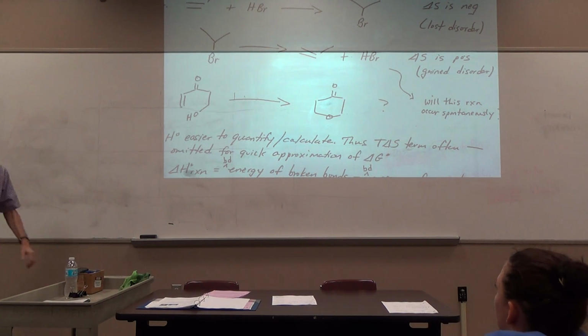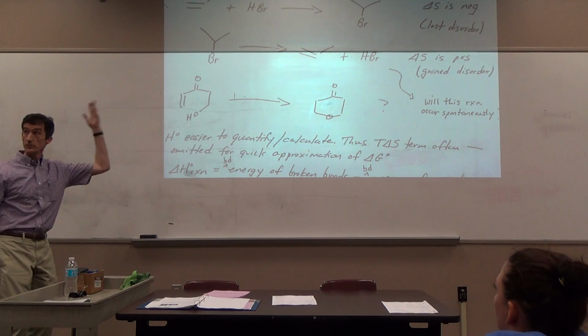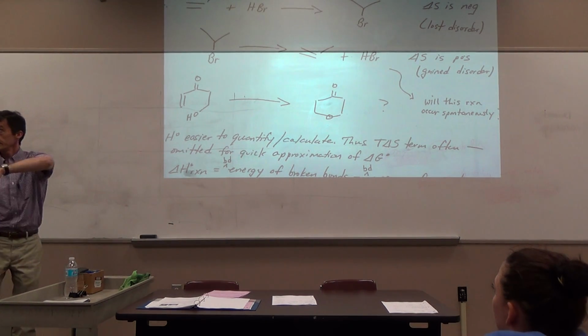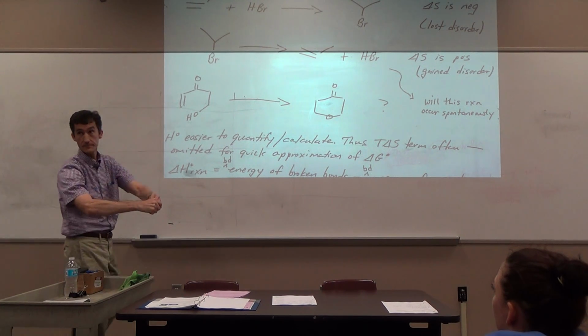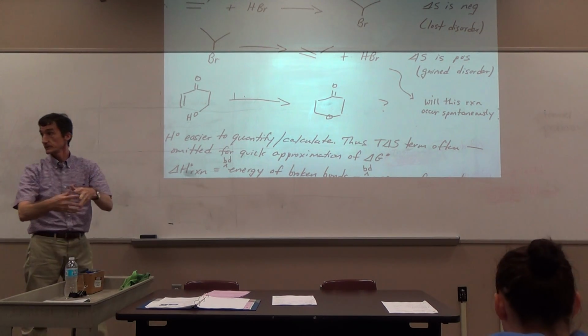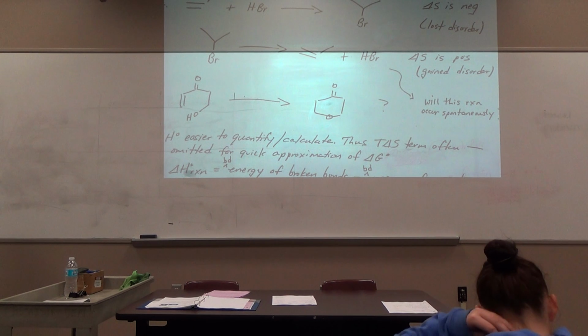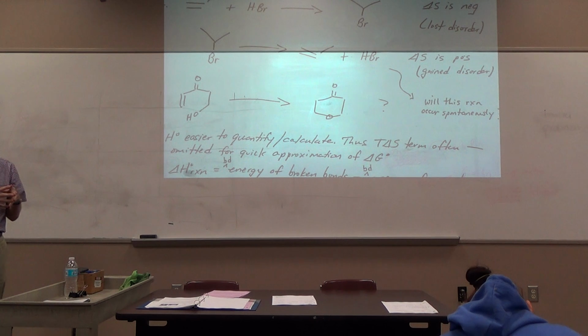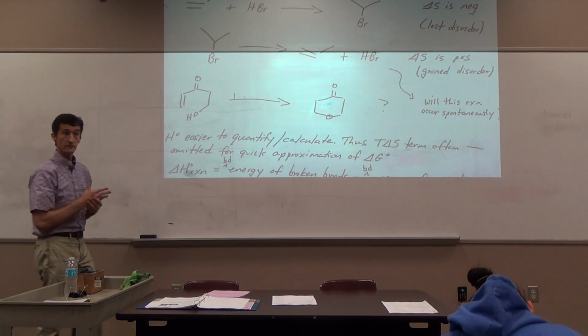Yeah, it is. Because if my hands are free, they can do all kinds of things. But if I put them together, I lose that flexibility. I lose the randomness. Making the ring, you lose the disorder. Is that right? You lose disorder, and so delta S is going to be negative. Yes. So is this reaction favored entropically? No, it's not favored entropically.